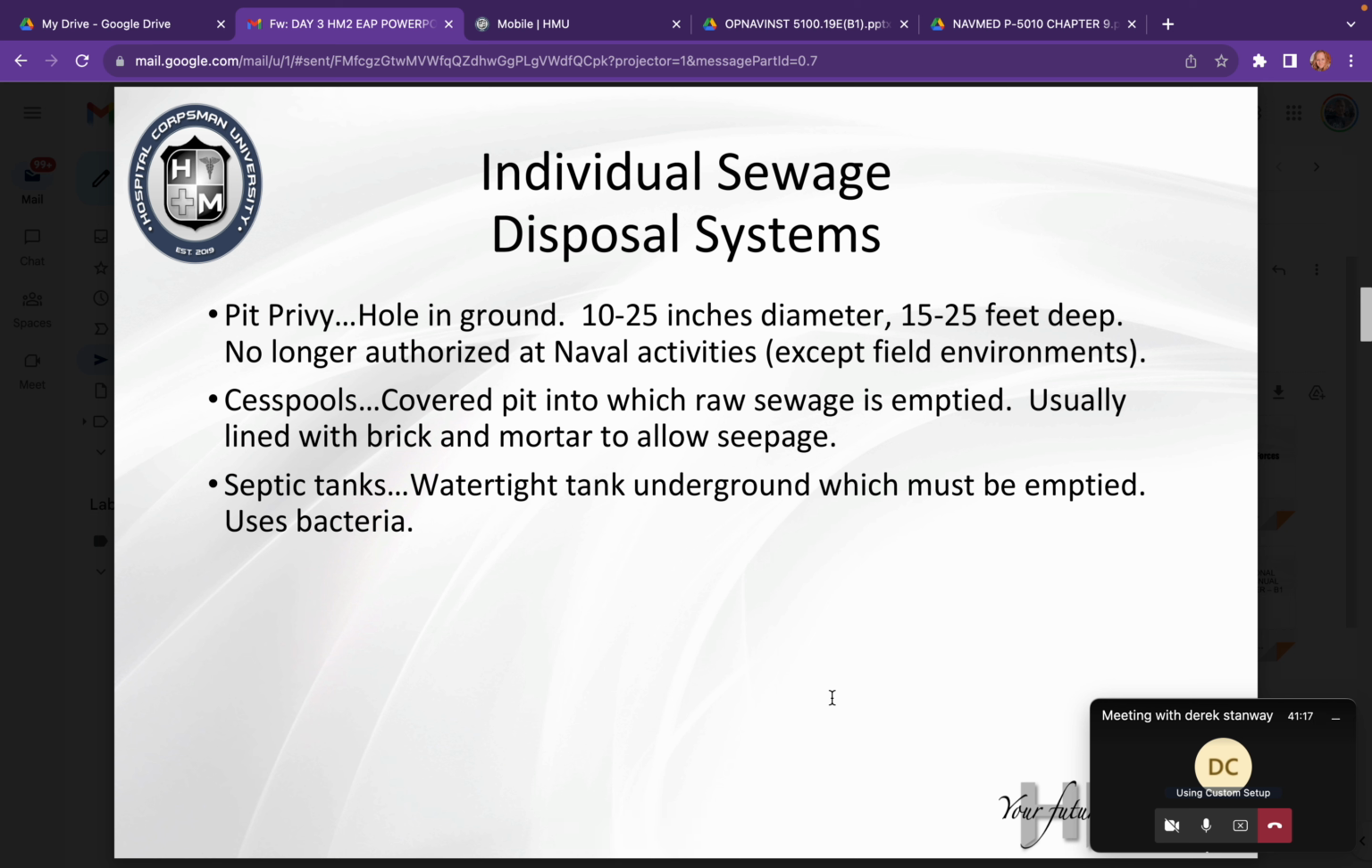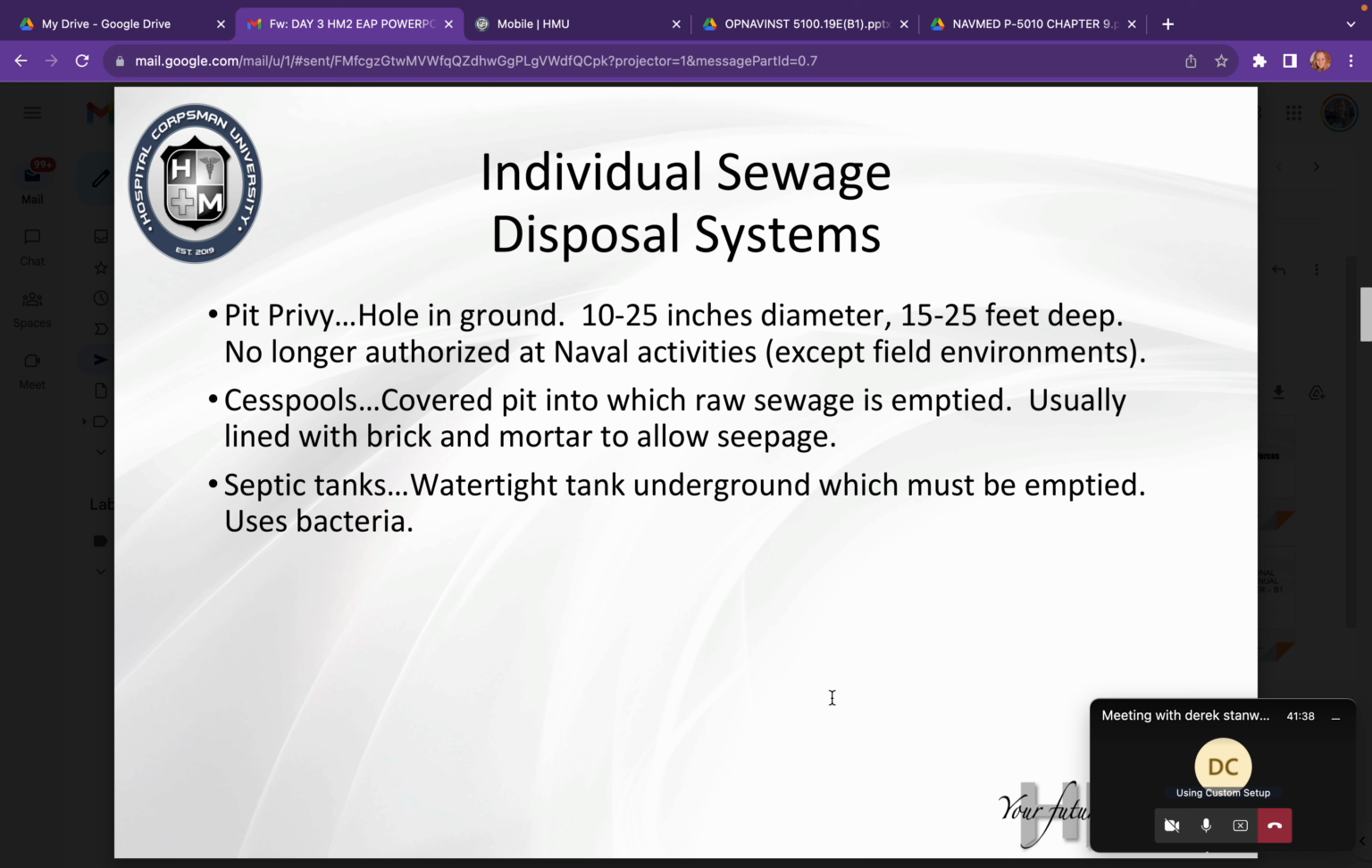Individual sewage disposal systems. Privy, basically just a hole in the ground, 10 to 25 inches in diameter, 15 to 25 feet deep. No longer authorized at naval activities, except for field environments.